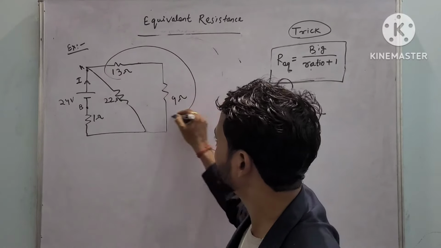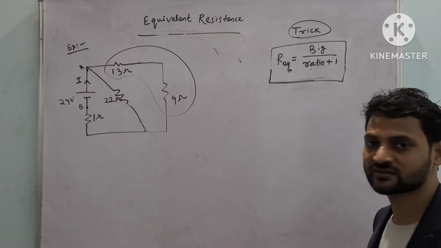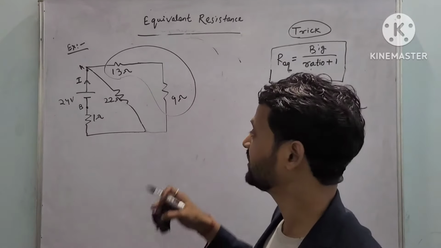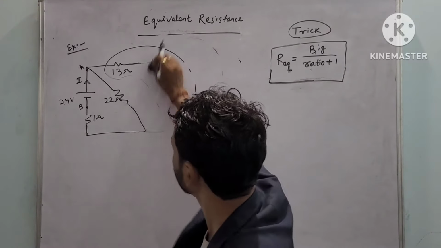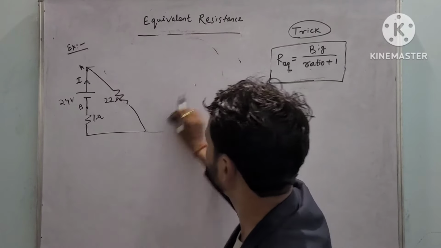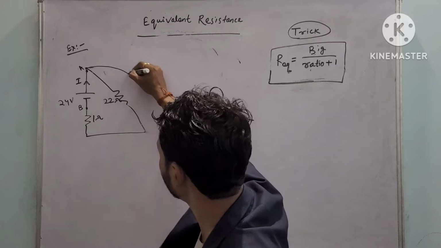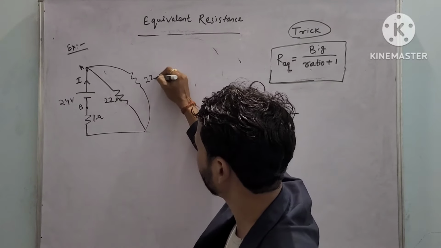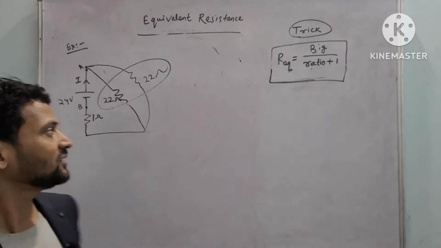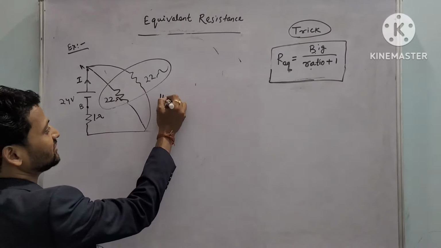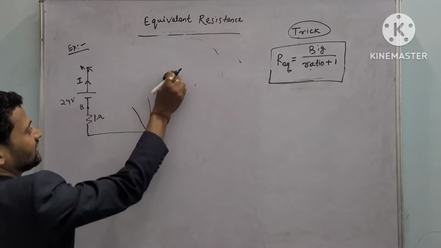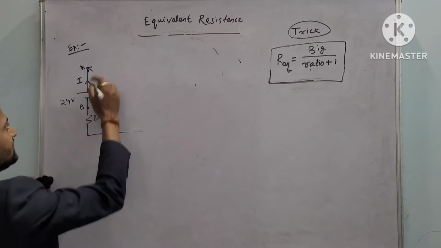So 9 ohm and 13 ohm both are in series. And what is the answer? It will be 13 plus 9 is 22. So I can replace this entire part and keep a resistance of magnitude 22 ohm. So now 22 and 22 both are in parallel. What is the answer? 11 ohm. So I can replace this part and keep a 11 ohm resistor here.